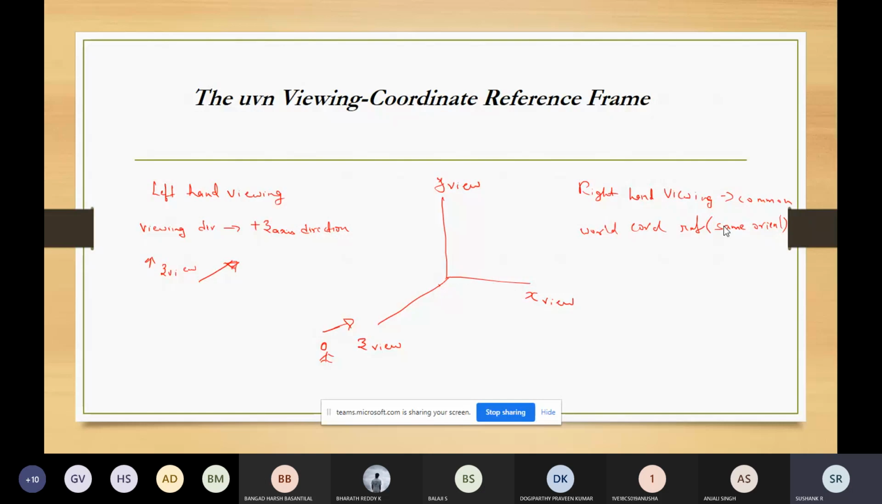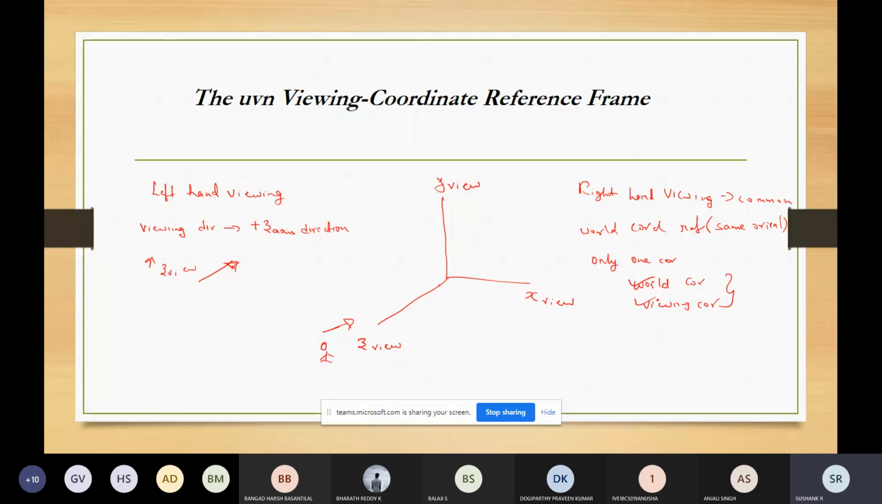So this method helps us deal with only one coordinate orientation for both the world coordinate reference frame and the viewing coordinate reference frame.